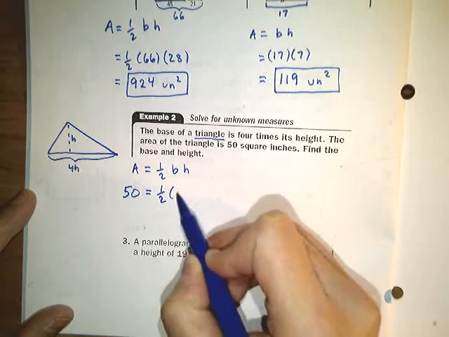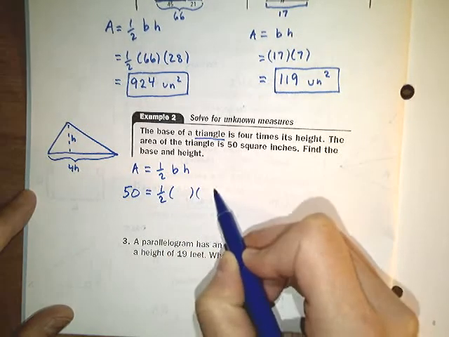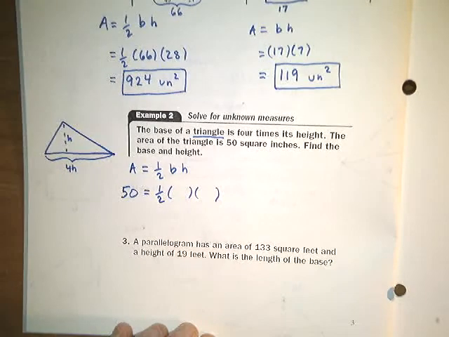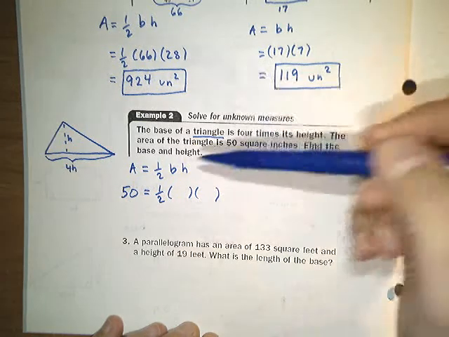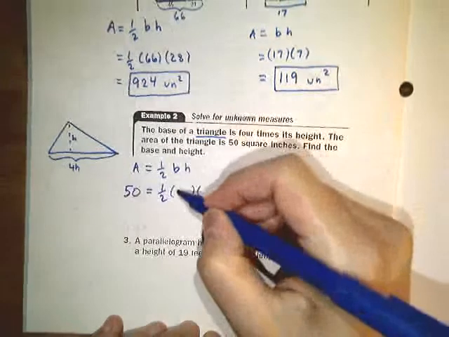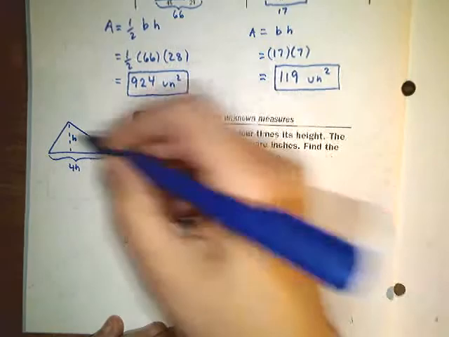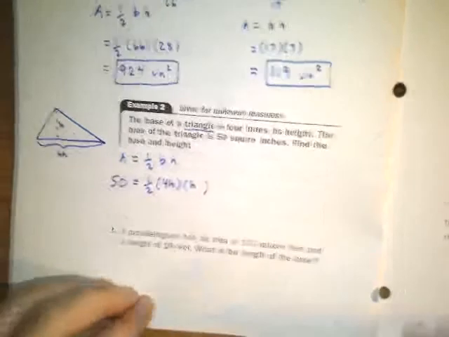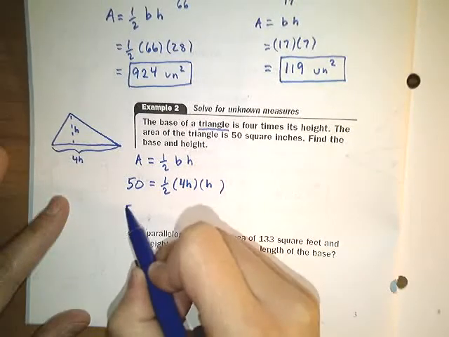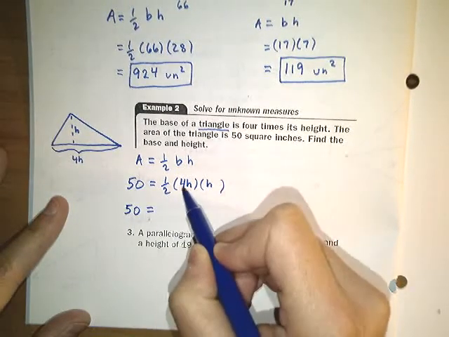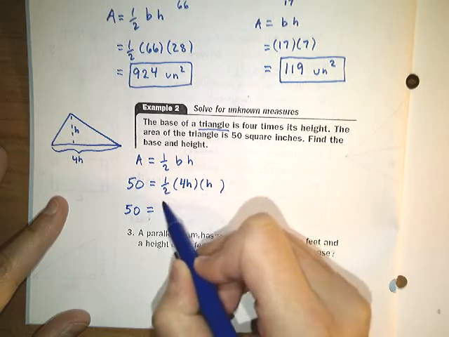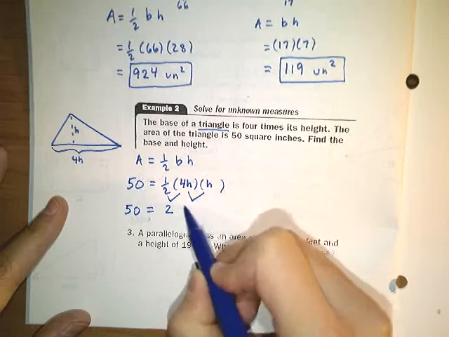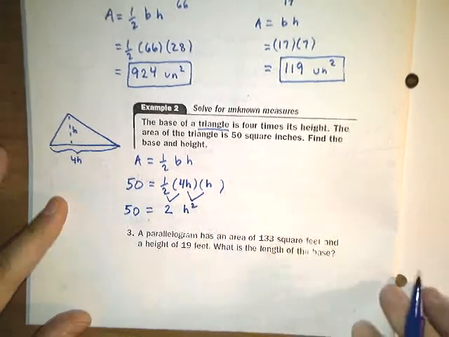And that is important because when we use equations, we want to only have one unknown letter. All right, the base is 4 times the height, so I'm going to call that 4h. And the height, we called that h, so we'll continue calling it h. So here's what we do. We have 50 on this side. The half and the 4 can be multiplied together. Half of 4 is 2. And the h times the h can be multiplied together. That gives you h squared.